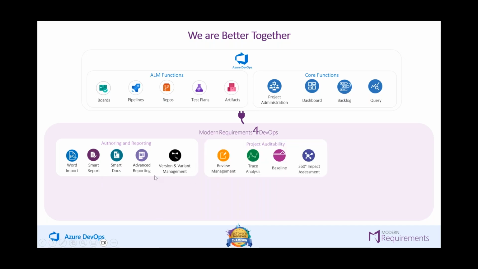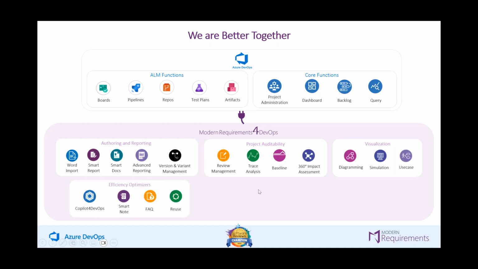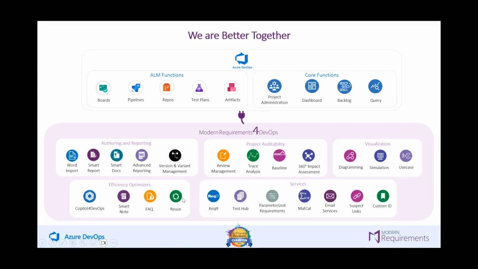And some of the other areas, like project auditability, where we manage reviews, trace analysis, baselining, impact assessment, are all key requirement management elements that we bring into Azure DevOps natively. Visualization, so the ability to diagram, create mock-ups of UIs and simulation, are just a couple of the other elements that we add into Azure DevOps. And then efficiency optimizers, like our Copilot for DevOps, which is, as I mentioned, featured by Microsoft's Copilot ecosystem. And lastly, some of the other services that we provide natively within Azure DevOps.